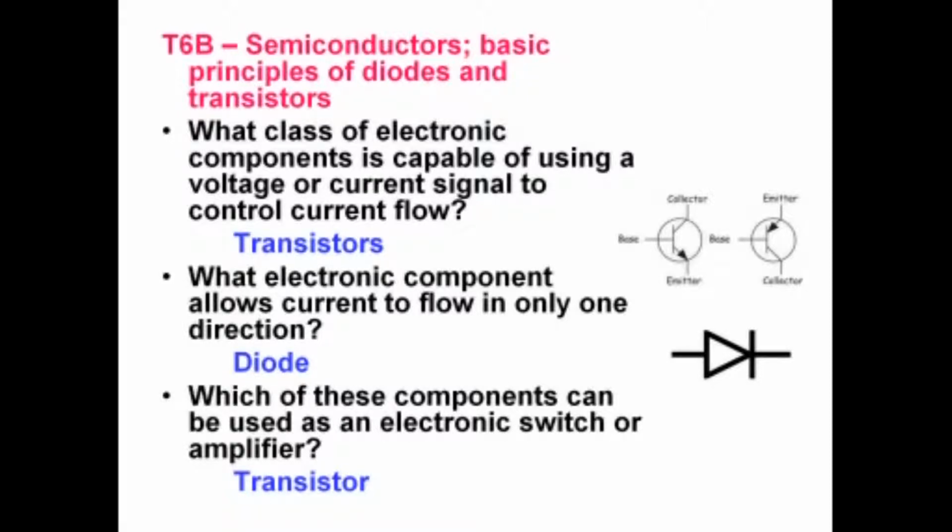Okay, T6B semiconductors, basic principles of diodes and transistors. What class of electronic components is capable of using a voltage or current signal to control current flow? Okay, here we have a schematic diagram for a transistor, which is the answer to that. A transistor is the class of components that does that. It has a collector, it has a base, and it has an emitter. Okay, the base is where the control is applied to control the current through the other two elements here.